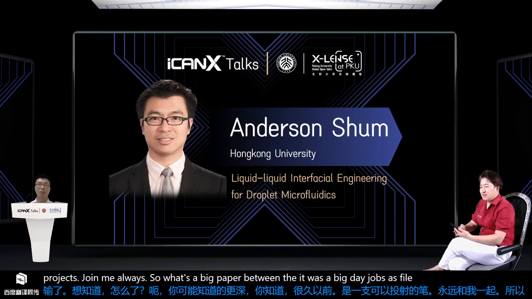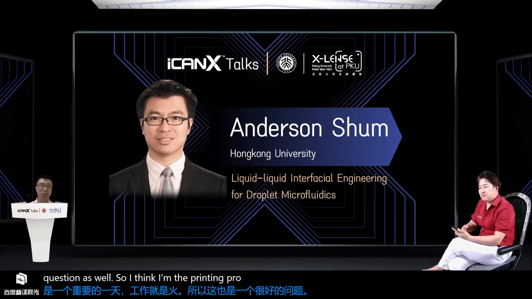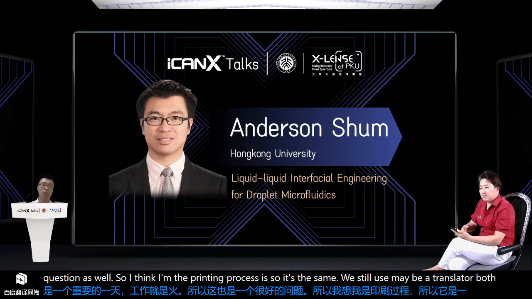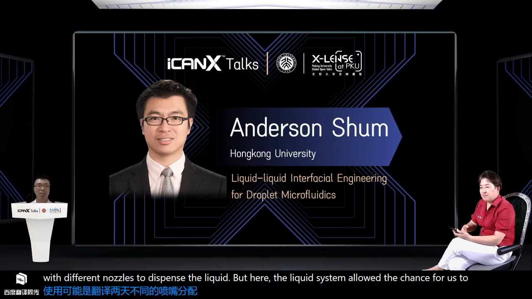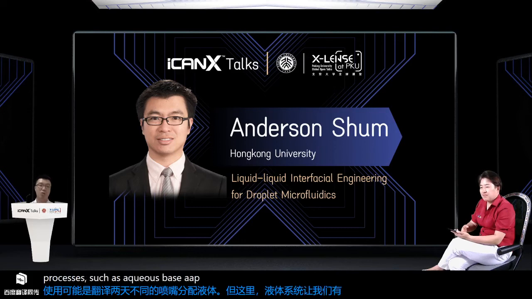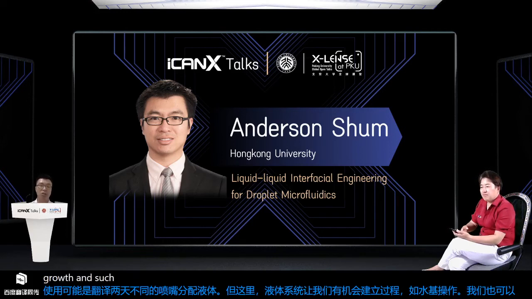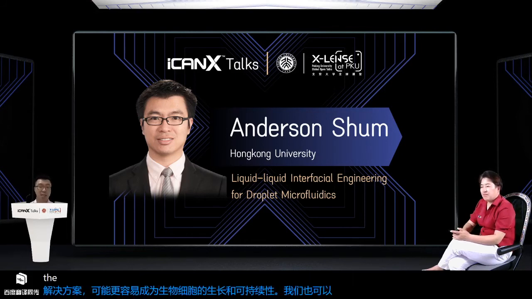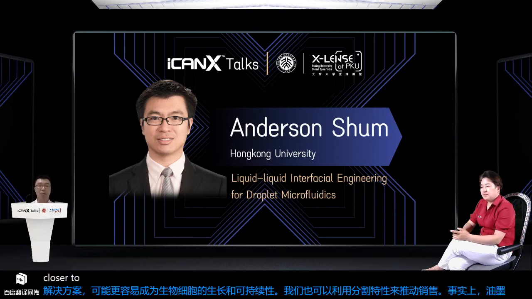That's a very good question as well. I think the printing process itself is the same. We still use a translatable stage with different nozzles to dispense the liquid. But here, the liquid system gives us the chance to build in processes such as aqueous phase operations, and we can also use solutions that are more amenable to the growth and sustainability of biological cells. We can also take advantage of the partitioning properties to move the cells in the printing ink and compartmentalize them. Essentially, this may bring us closer to the hierarchical structures that biological systems have.